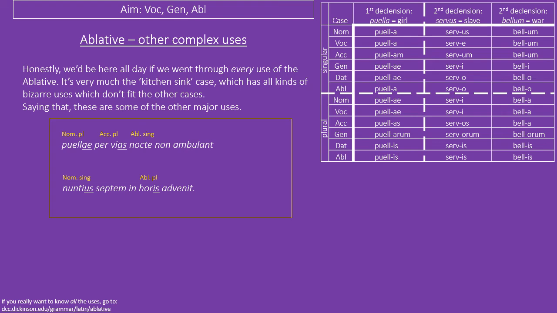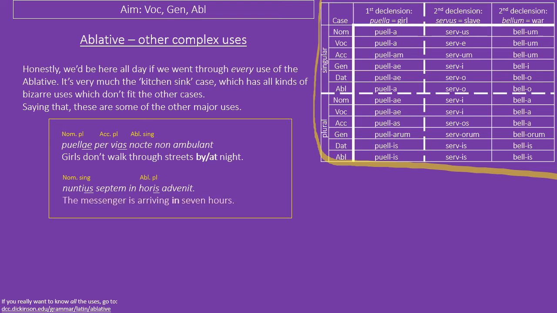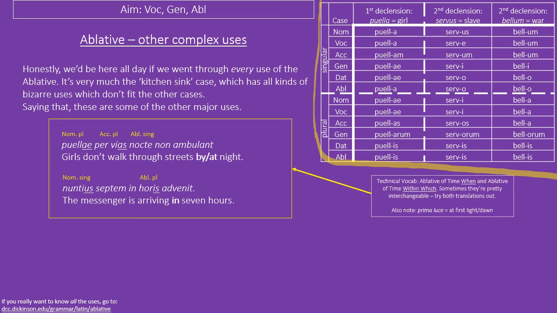Saying that, a couple of exceptions. So in our yellow box here, we have puellae per vias nocte ambulant. Nocte you will not find in my lovely chart. It's not in here because it is a third declension ending, but it's really common, so I thought I'd include it. Girls don't walk through the streets by or at night. So that's a very, very common way in Latin of expressing when something happens. Or another way, the nuntius is adveniting in septem foris, in 7 hours.